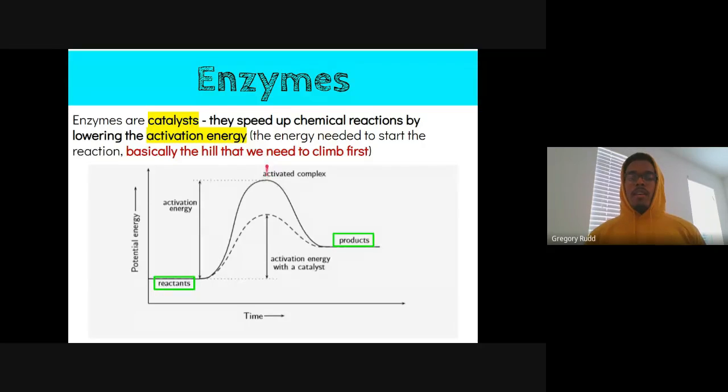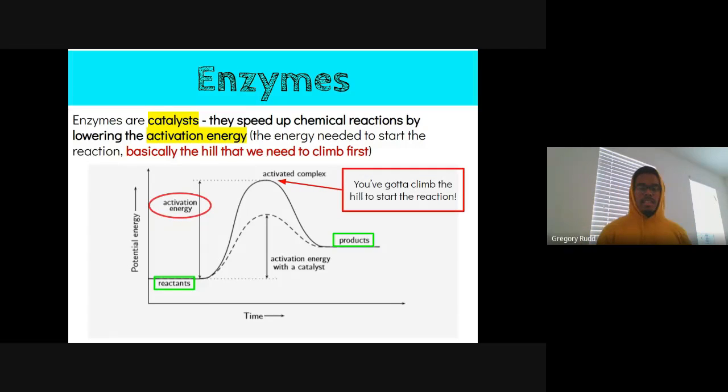At the top of the hill is where the chemical reaction takes place. And my reactants start to turn into products. But I can only get to that point if I put enough energy in. And that energy is called the activation energy. It's the energy I need to activate the reaction, the energy I need to start the reaction. Okay? So you've got to get to the top of the hill to start the reaction.